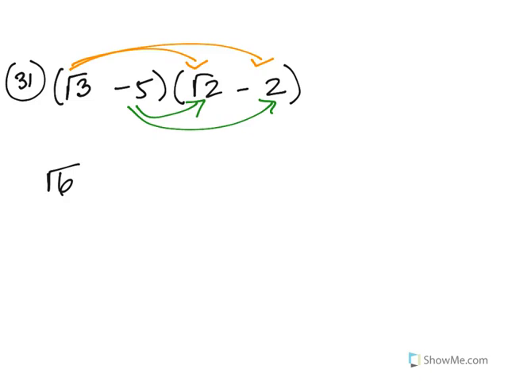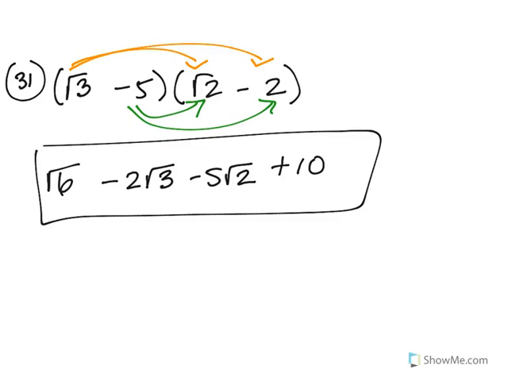Okay, square root of 3 times negative 2. Negative 2 square root of 3, good. Negative 5 times square root of 2. And negative 5 times negative 2. Very good. Can you combine any of this? Nope. Everybody's different. So that's your answer. Do y'all see that?